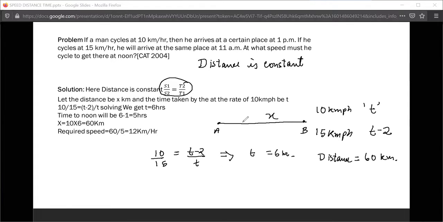So, at what speed must he cycle to get there at noon? Noon means 12 o'clock. You want to reach the venue. So the speed required will be distance covered, 60, by time taken. At 12 o'clock, it is 1 hour behind 1 p.m. So, whatever the t is, you go 1 hour back, that will be 5. 60 by 5, that will be 12 km per hour.